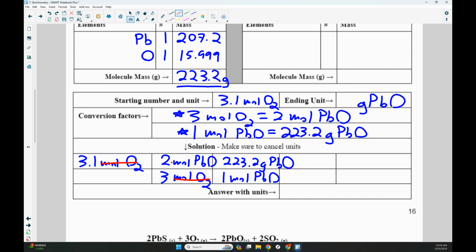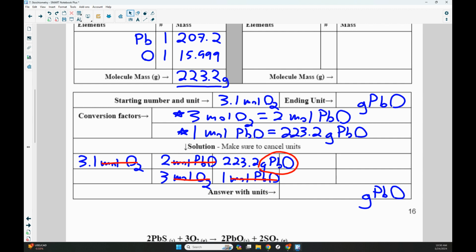Let's do some canceling. Moles of PbO cancel because they appear on both the top and the bottom. And now I've arrived at my ending unit, which is grams of PbO. Now I'm ready to plug everything into the calculator. So the way that I'm going to do this is I'm going to take 3.1 times 2 times 223.2 divided by 3. Then I hit enter at the very end.